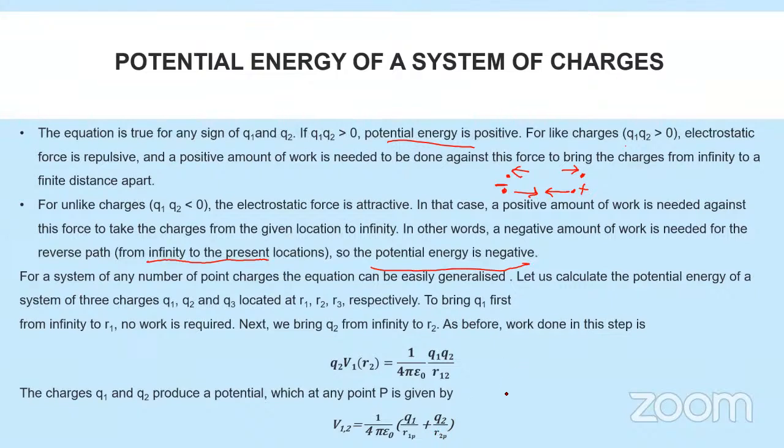Suppose we are considering, at any point P, that would be Q1 by R1P plus Q2 upon R2P. So suppose we are considering the potential at any point P produced by the charges Q1 and Q2. It is going to be an addition, the superposition principle, if you remember. Using that, we are going to get this equation.